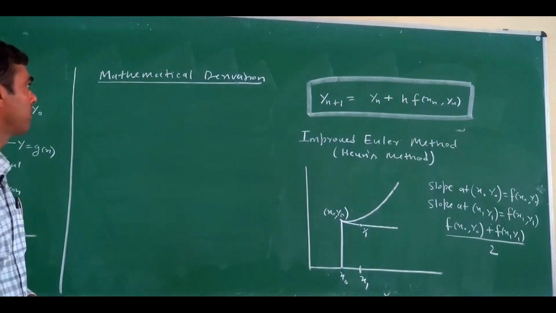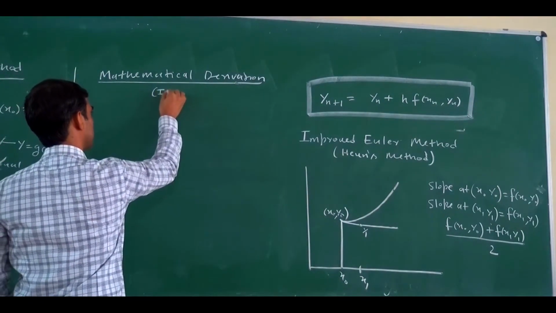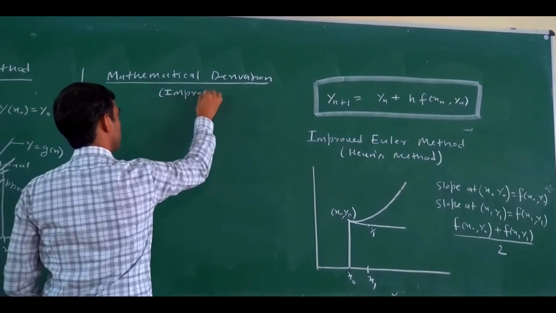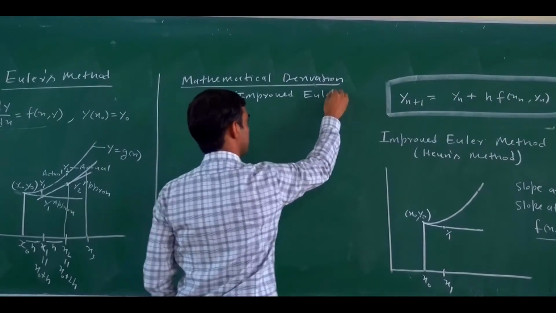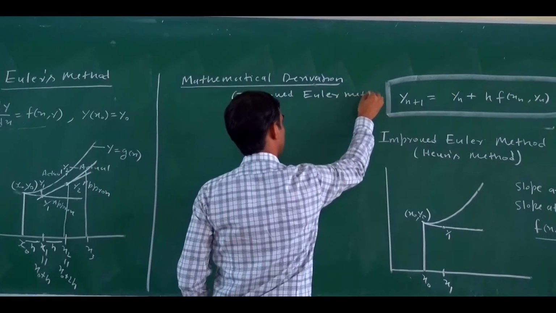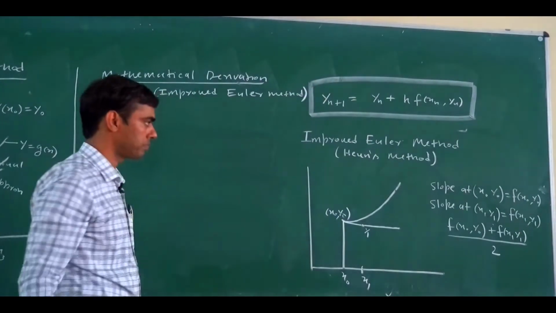Mathematical derivation of the improved Euler method.